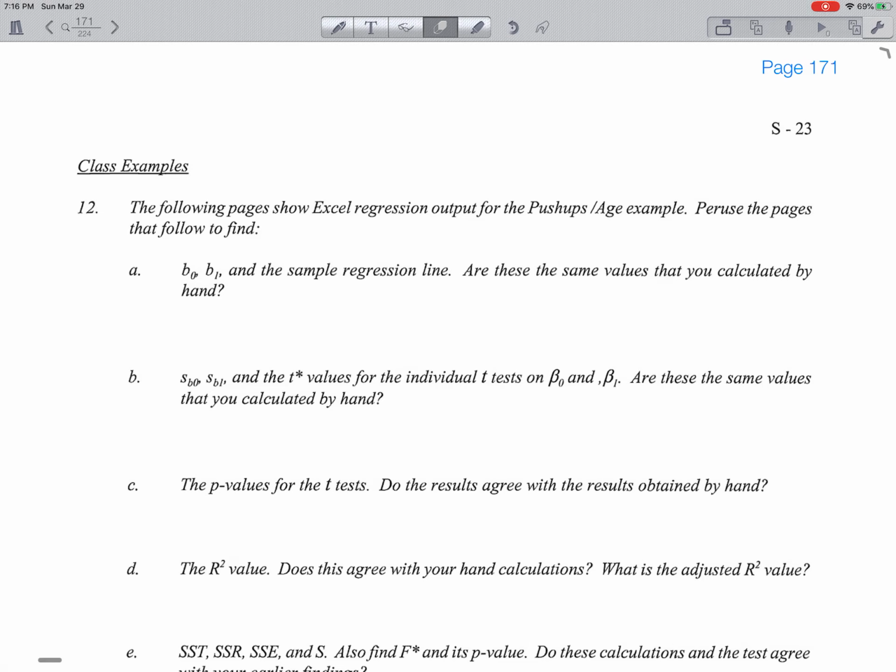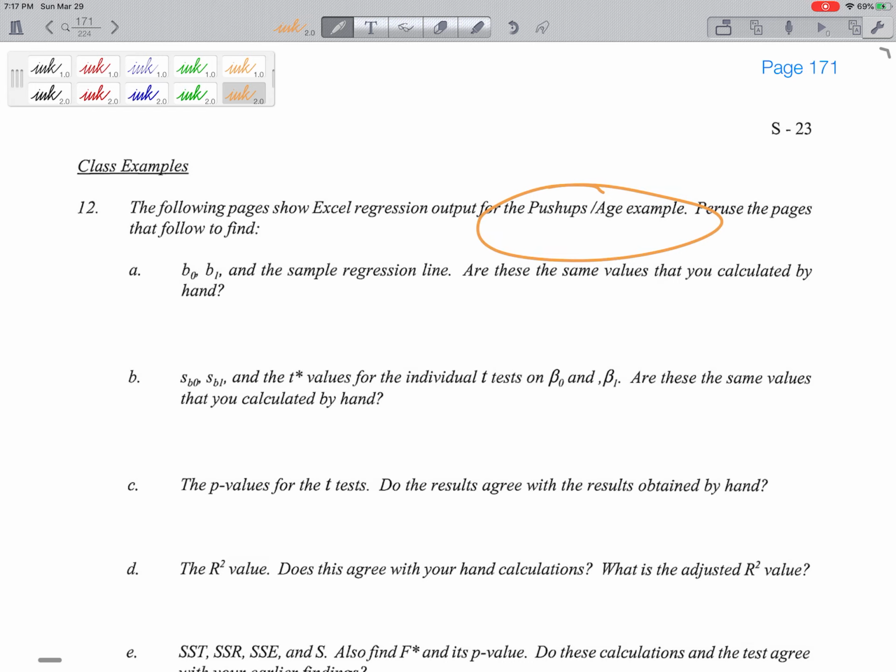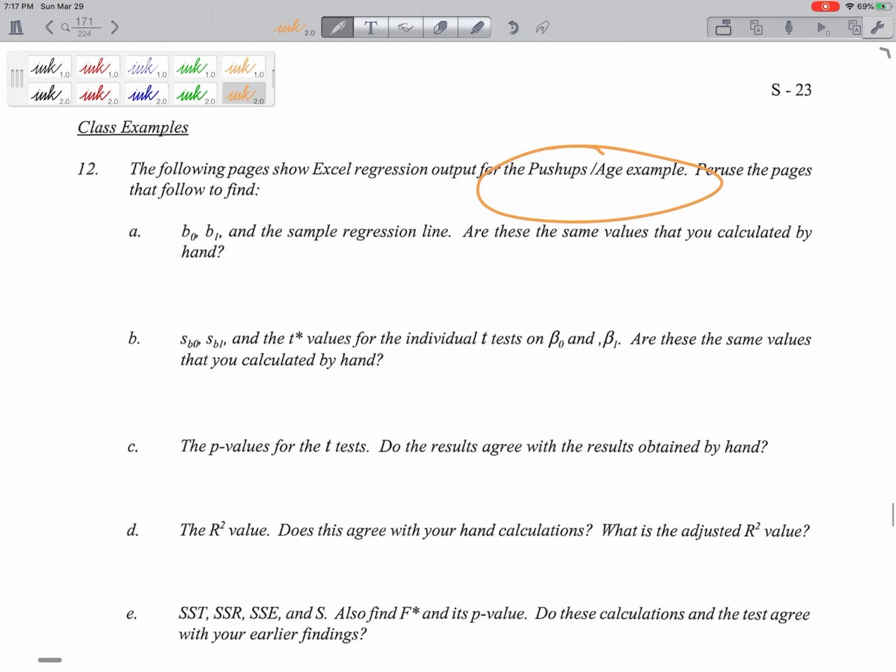And on page S23, we have questions that refer to page 24. So we're looking at how to read Excel output for regression. And the problem that we're going to be looking at is the ages and push-ups example. So this right here, age and push-ups.